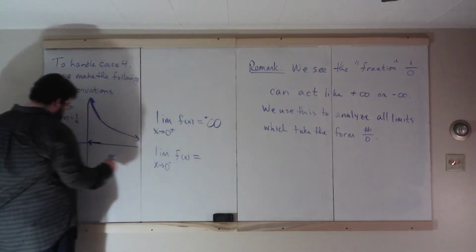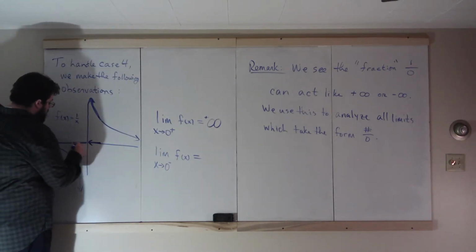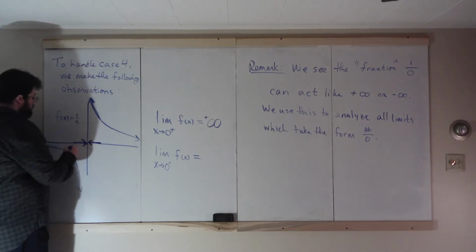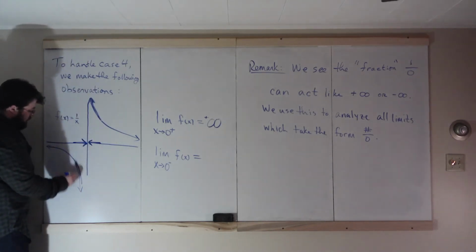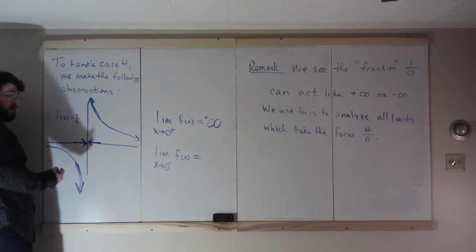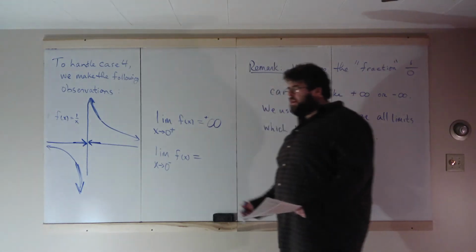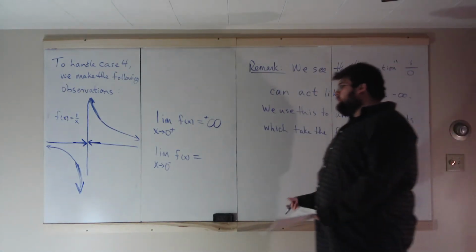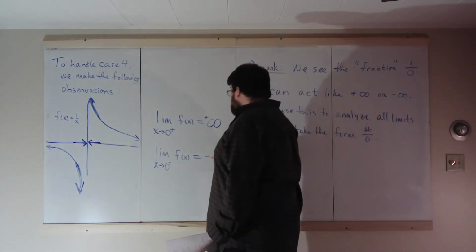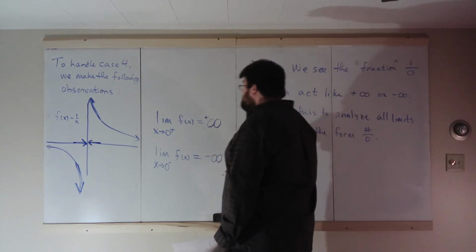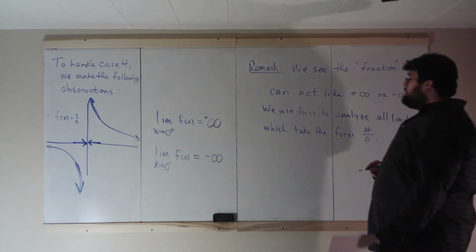What about the left of 0? Well, we're looking over here. What happens on the left of 0? Well, this keeps going down without bound. It keeps going down. It gets smaller than any negative number. And in that case, we say that that limit is negative infinity.